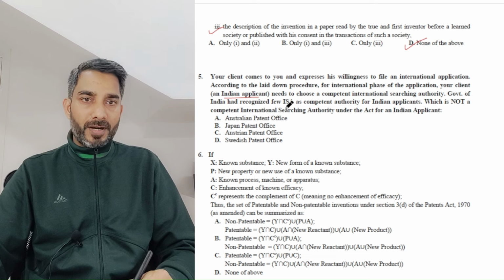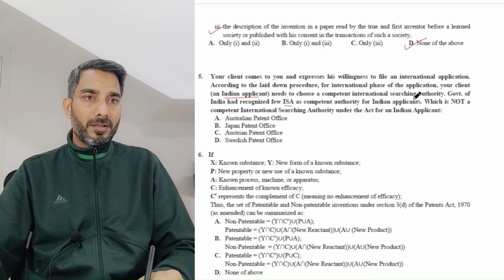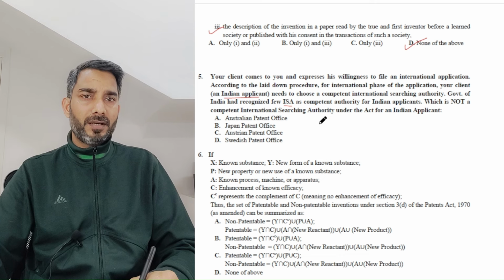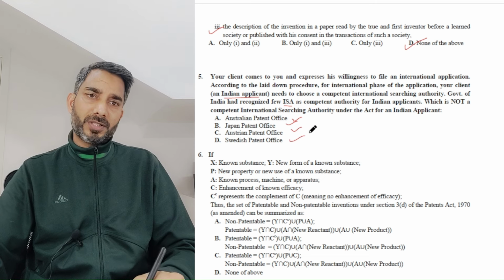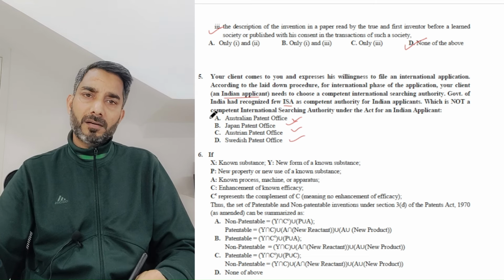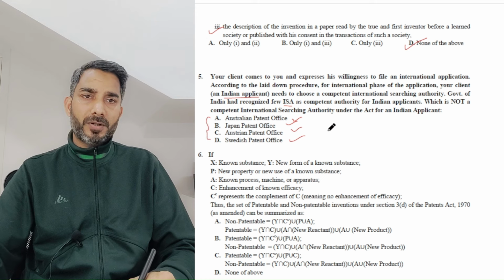Now the Indian government has identified a few ISAs. Which is not a competent international searching authority, ISA, under the Act for the Indian applicant? Australian is also there, Japanese is also there, Austrian is also there, Swedish is also there. All of them are there. All of them are part of competent authorities.